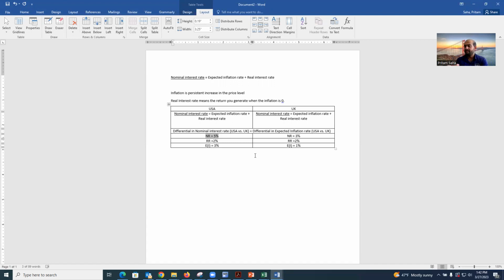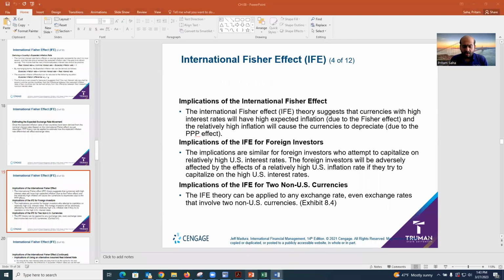This is also true if I flip the story. So if I say the US interest rate is 5%, but the UK rate is 7%, then being a resident in the US, if I have money, I should not be able to generate these differentials by investing in the UK, because the UK spot rate, or UK currency, should depreciate. That's the implication, for both home investors, local investors, and also foreign investors, in both ways.